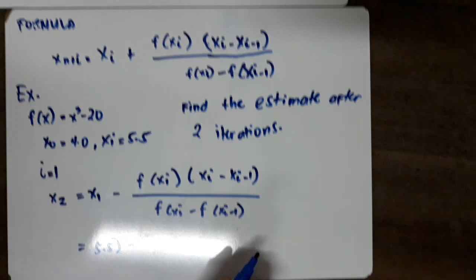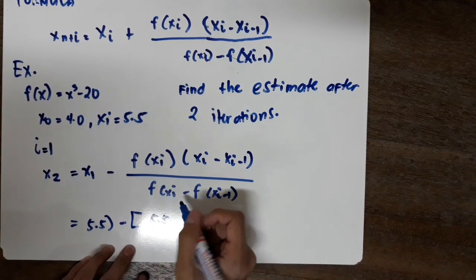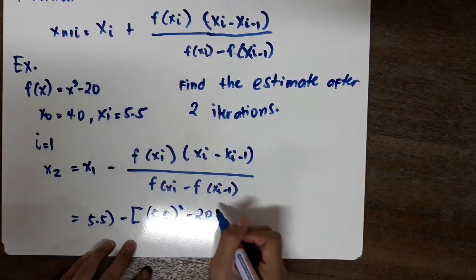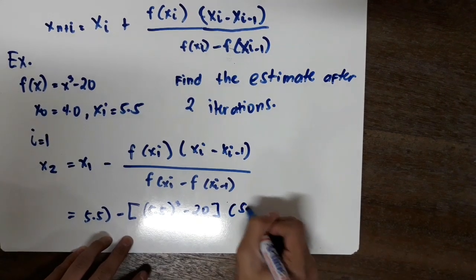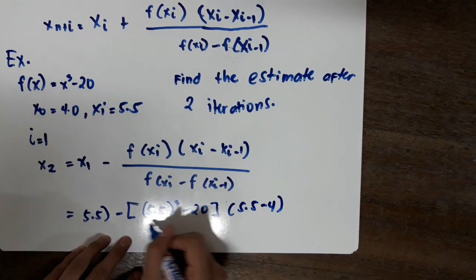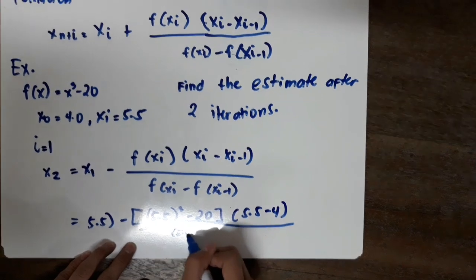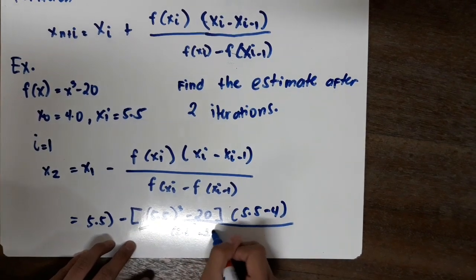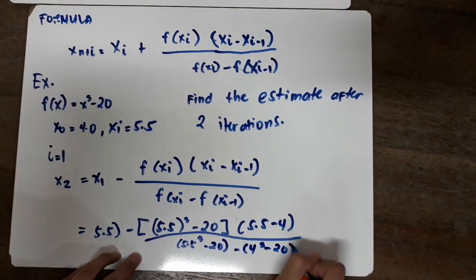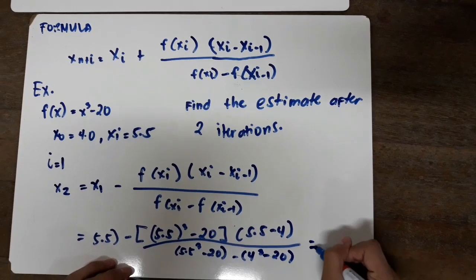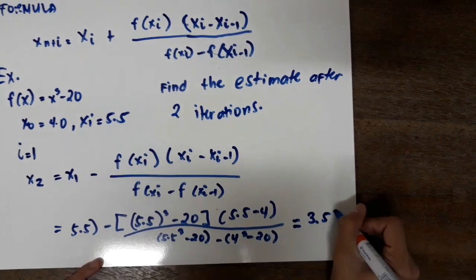So it will become 5.5 cubed minus 20 times 5.5 minus 4 over 5.5 cubed minus 20 minus 4 cubed minus 20. So the value of our x sub 2 is equal to 3.53.